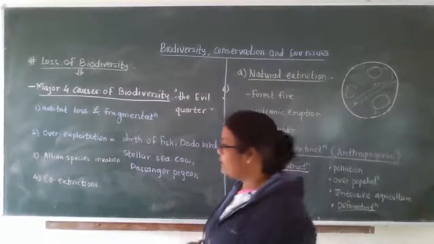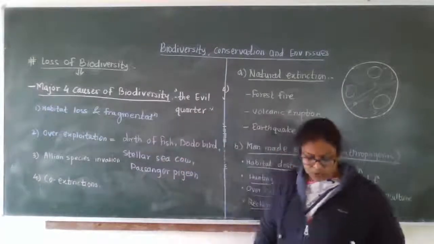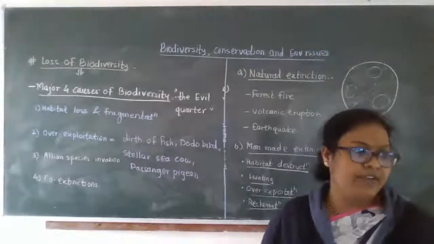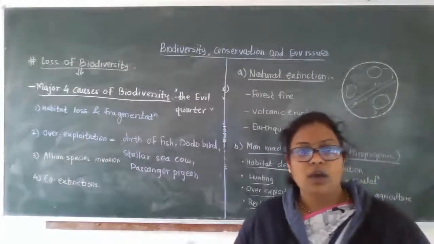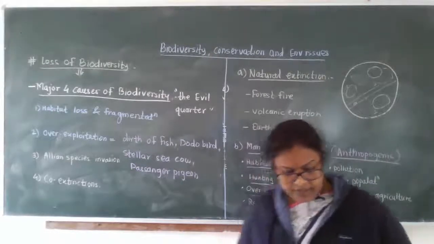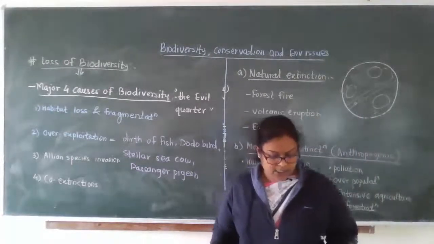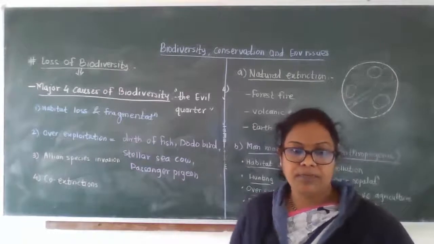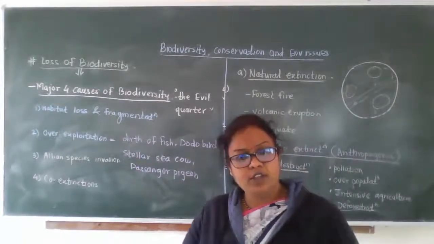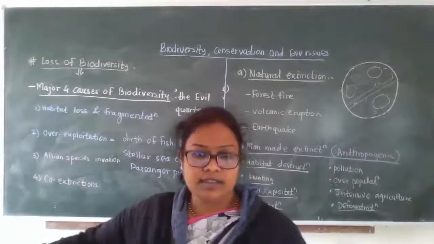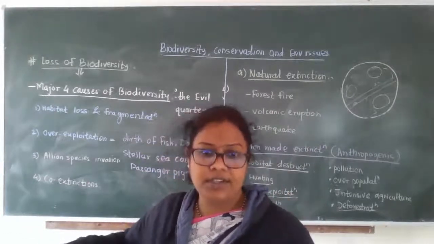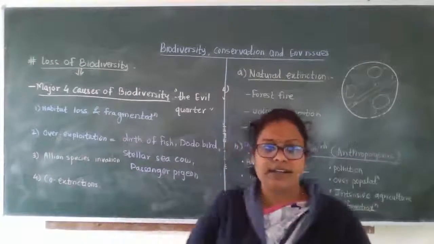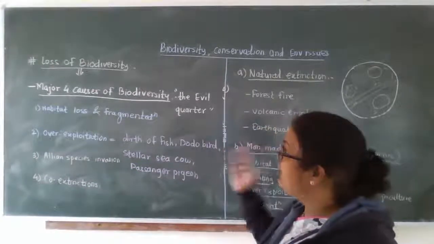The last point from this topic is co-extinction. Organisms are associated with each other in obligatory ways. The best example is that the extinction of a host fish causes the extinction of its unique parasites. That means if the host goes extinct, the parasite also goes extinct because of that. That is co-extinction.